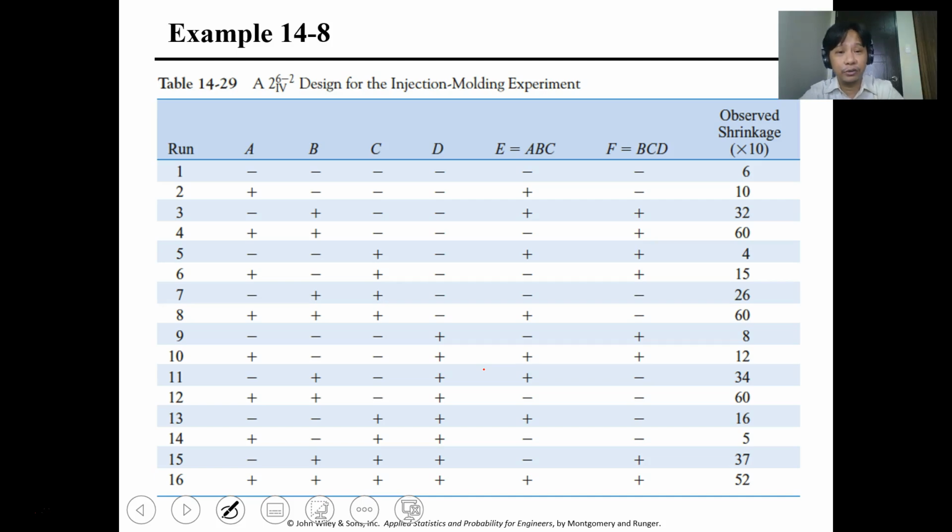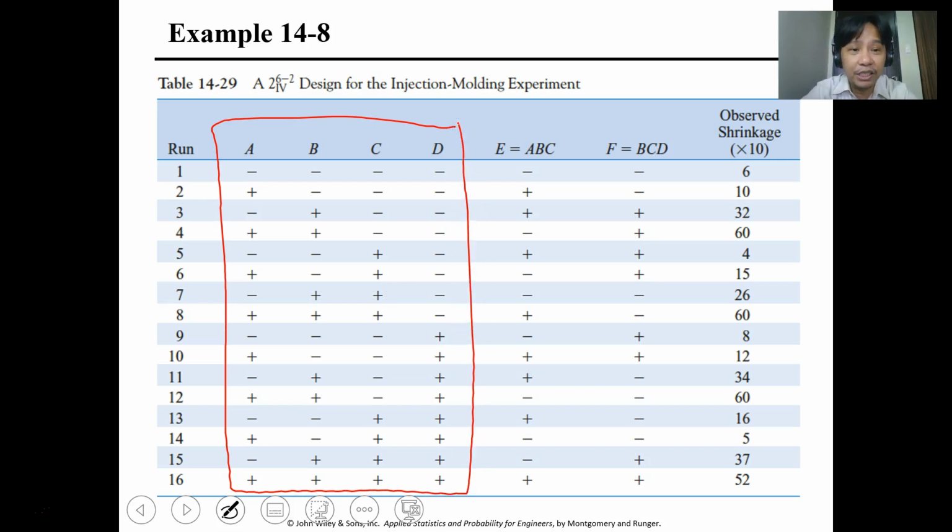So, paano siya ginawa? So, yung first, you need to rewrite your ABCD. So, kung 2 raised to 4, that's 16. Tama? 2 raised to 4, 16 siya. So, from there, we'll just assign yung E at saka F from the combination of ABC tsaka BCD. So, multiply mo lang to.